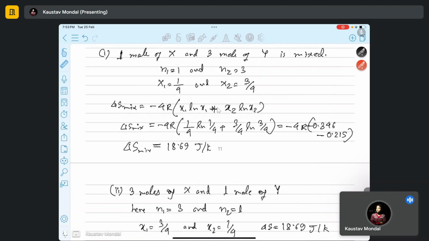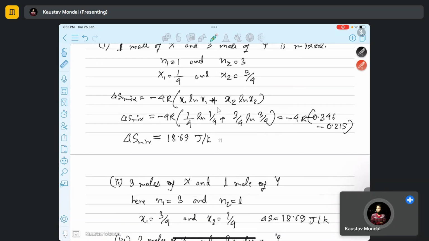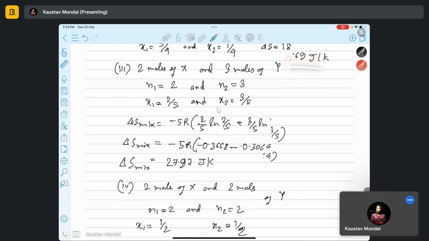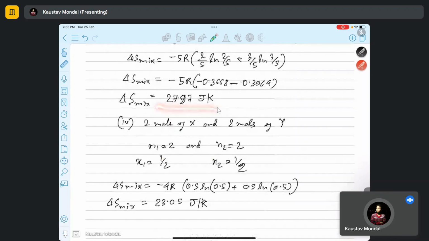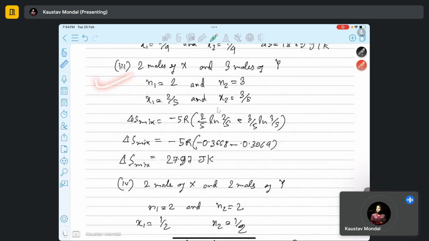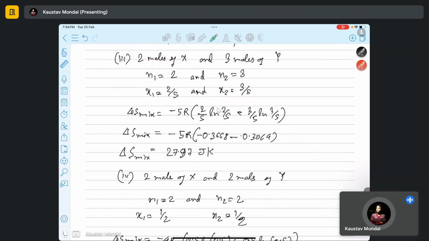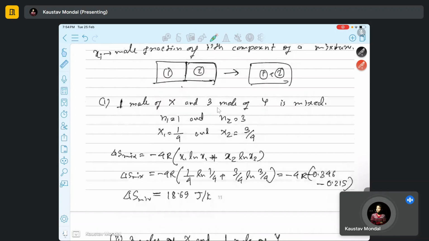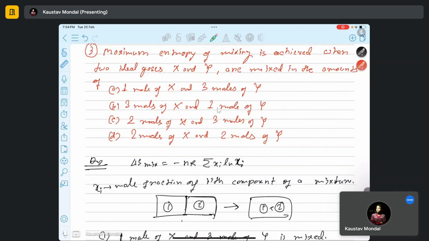So from the first two mixtures we get 18.69, 18.69. Next one we get 27.97 and the last one we get 23.0. So out of this, in the combination where 2 moles of X will mix with 3 moles of Y, the total change of entropy was maximized, right? So the correct answer for this problem would be option C, right? Option C.